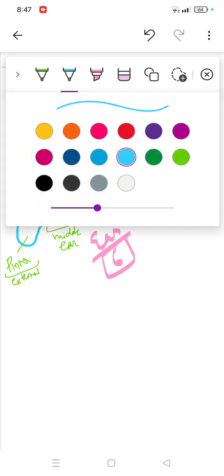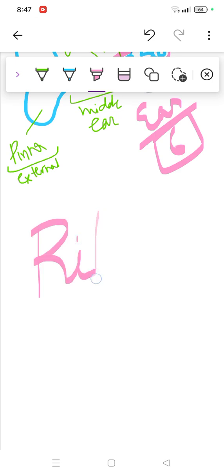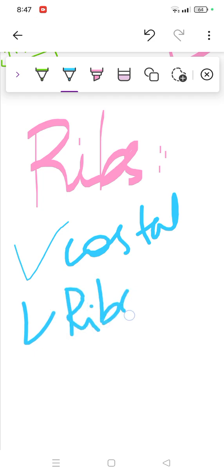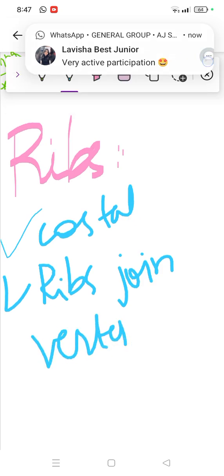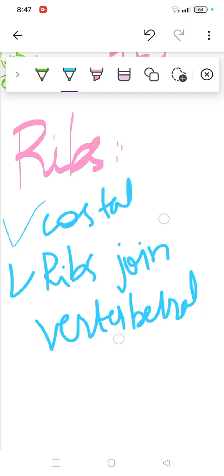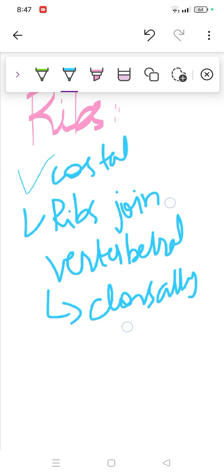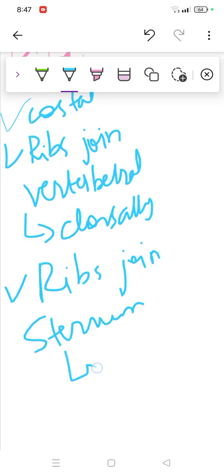Ear is done, so let's go with the second topic, which is the ribs. For the ribs, the first thing to remember is that we see them from the costal side. The ribs join the vertebrae dorsally. They also join the sternum. Ribs join our sternum ventrally, and we'll discuss what the sternum is.